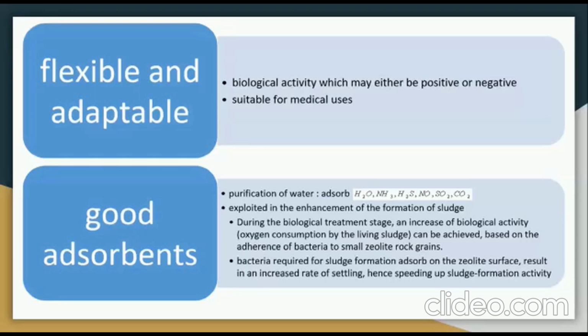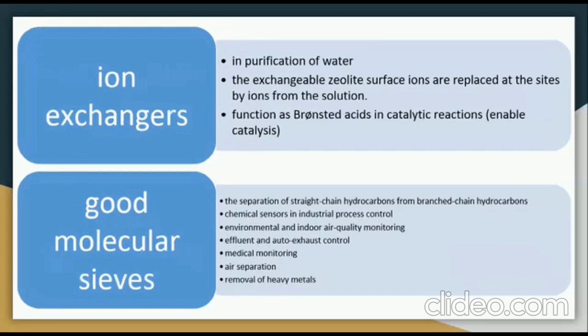And it also was used in treatment of drinking water, where the presence of zeolites helps to easily dewater the sludge. And then the third one is zeolite as ion exchanger. These ion exchanger properties were used in purification of water as well. The exchangeable zeolite surface ions are replaced by the ions from the solution. For example, the solution is water.